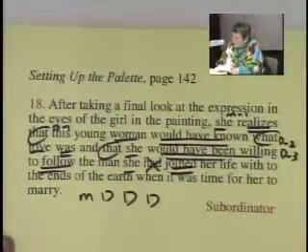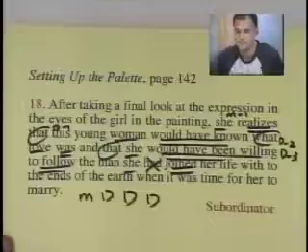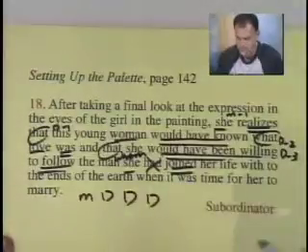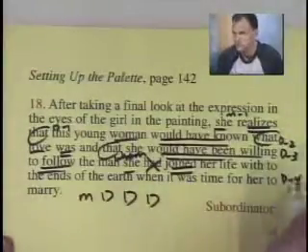Okay, and what kind of a clause is that? That is a dependent clause. Where is your subordinate? It's an implied whom. Definitely. Who did she join her life to? She joined her life to the man. She joined her life to him. So that gives us another dependent clause.